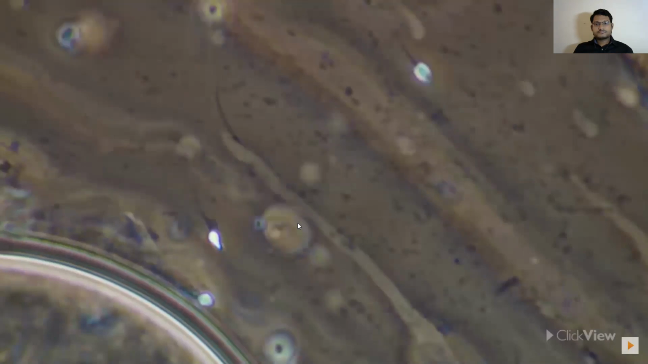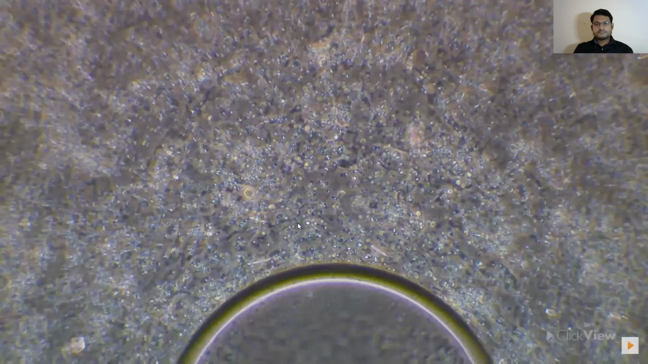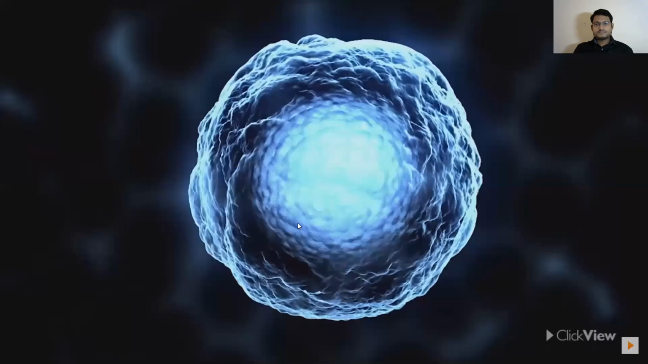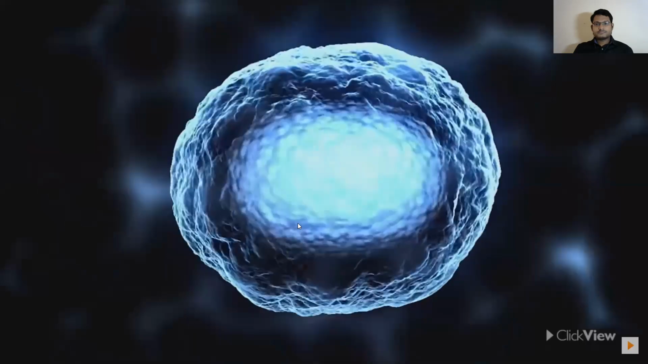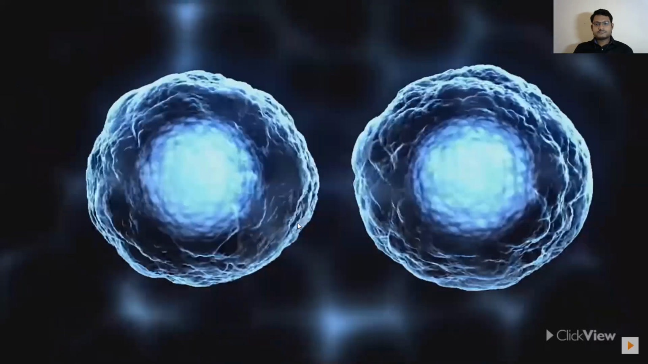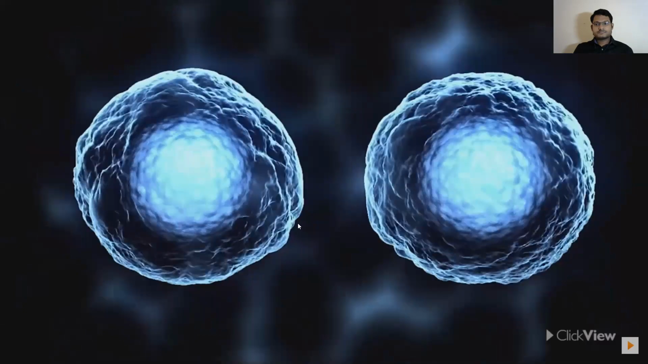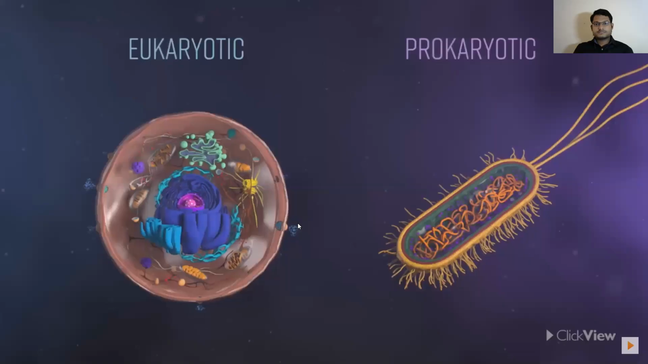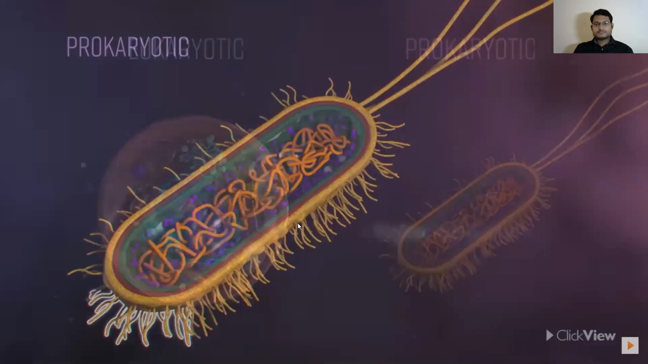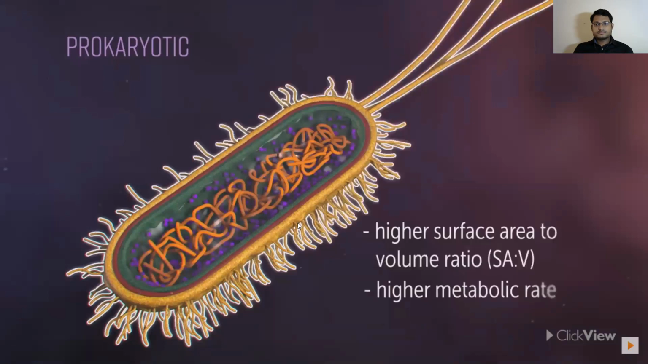Most eukaryotes reproduce sexually. The offspring have genetic material that is a combination of the parent's genome. Prokaryotes, however, reproduce asexually. Their offspring are clones of the parent cell, which come about through binary fission. Finally, prokaryotic cells have a larger surface area to volume ratio than eukaryotic cells, which results in a higher metabolic rate and therefore increased growth rate and shorter generation time.